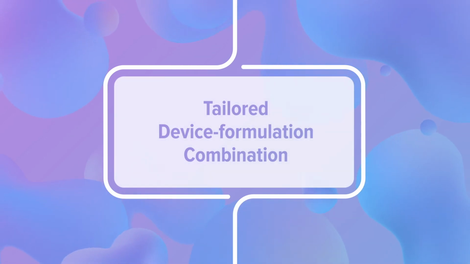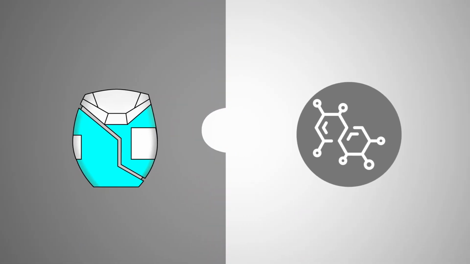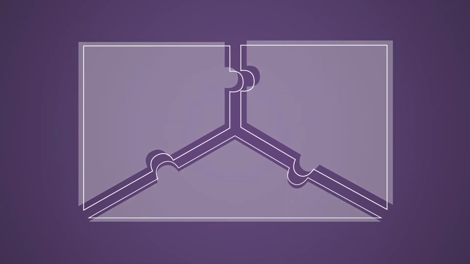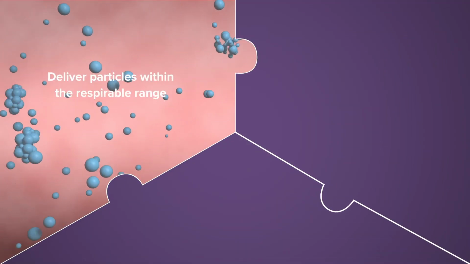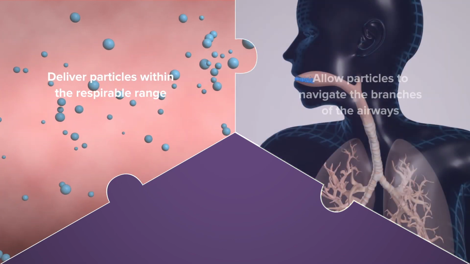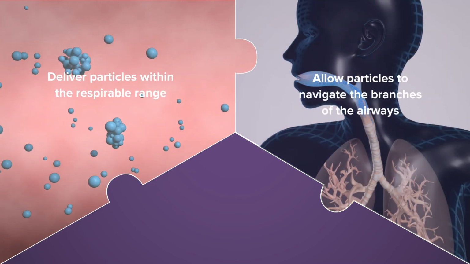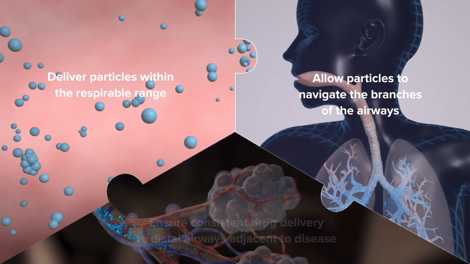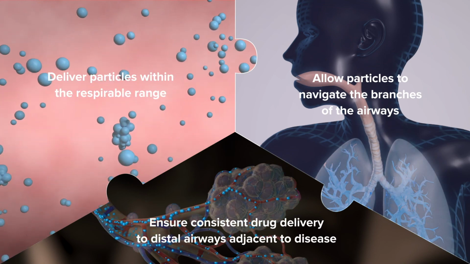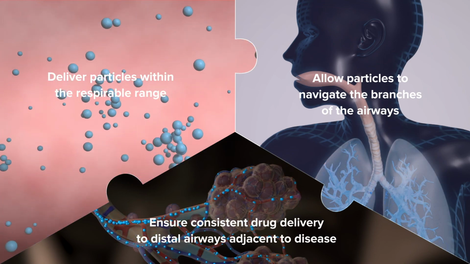Lastly, let's consider the critical importance of the device formulation combination. A device that is designed to work with a specific formulation will optimize efficiency of drug delivery to the site of disease. A tailored drug-device combination should fit together like pieces of a puzzle to maximize deagglomeration of the dry powder to deliver particles within the respirable range, minimize overall particle velocity to allow particles to efficiently navigate the airways and limit impaction in upper airways, and ensure that a consistent dose is delivered to the small distal airways adjacent to disease.